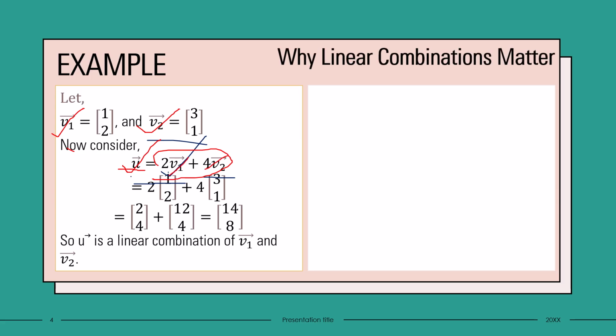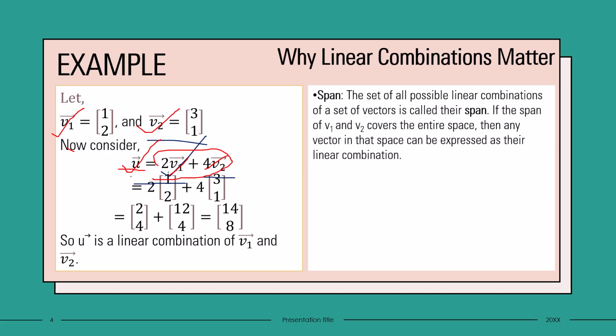Now we are going to understand a few terms that are related to linear combination, and why linear combinations matter. This can come as part of MCQs, where you'll be asked some definitions related to linear combination, so this is helpful for that. Now, first term is span. Set of all possible linear combinations of a set of vectors is called their span.